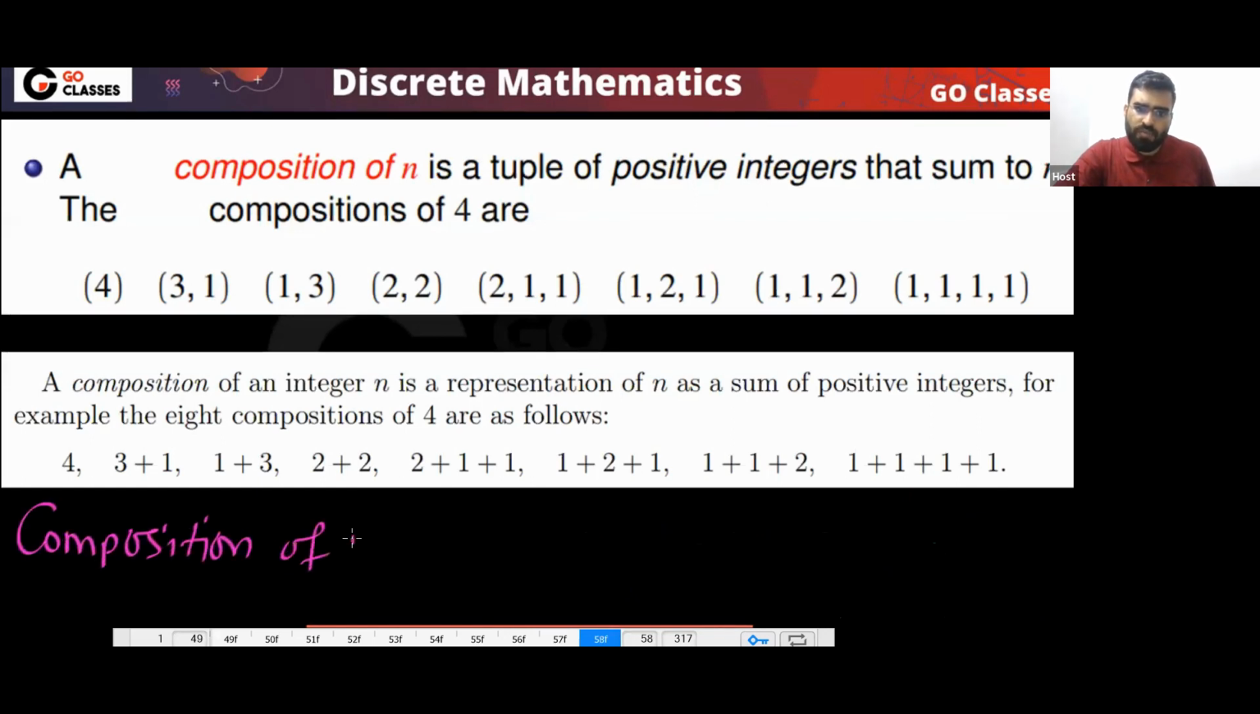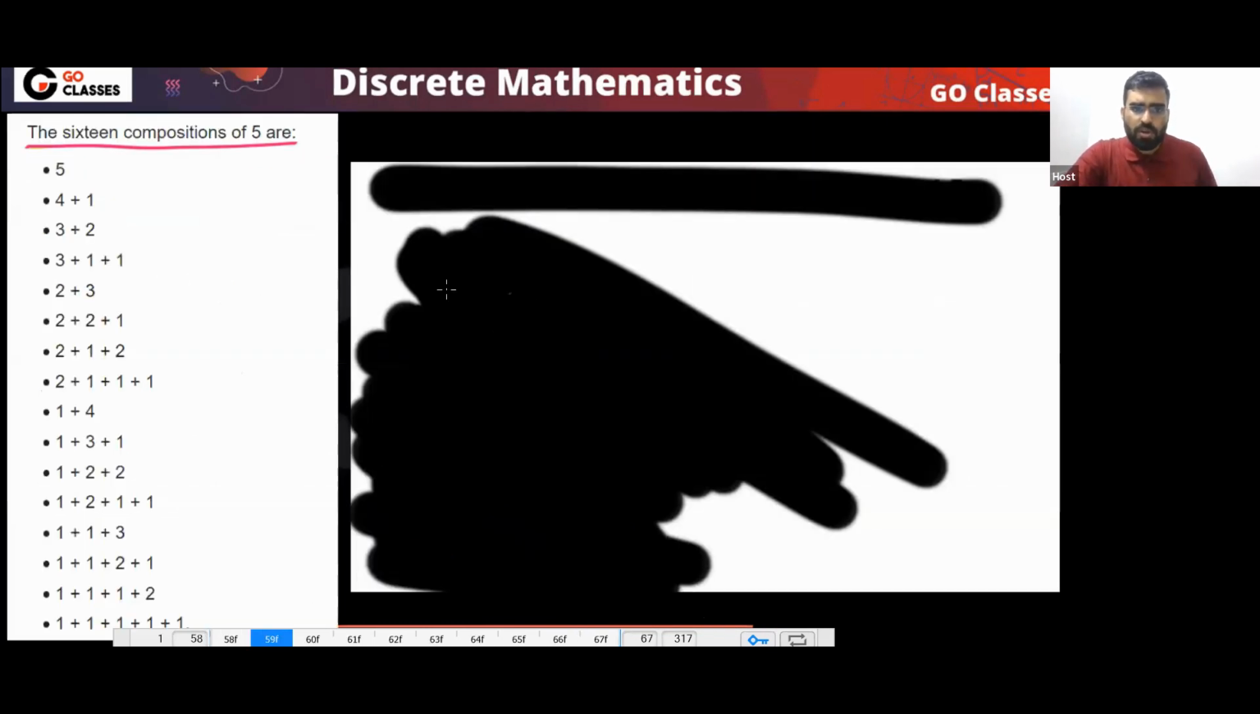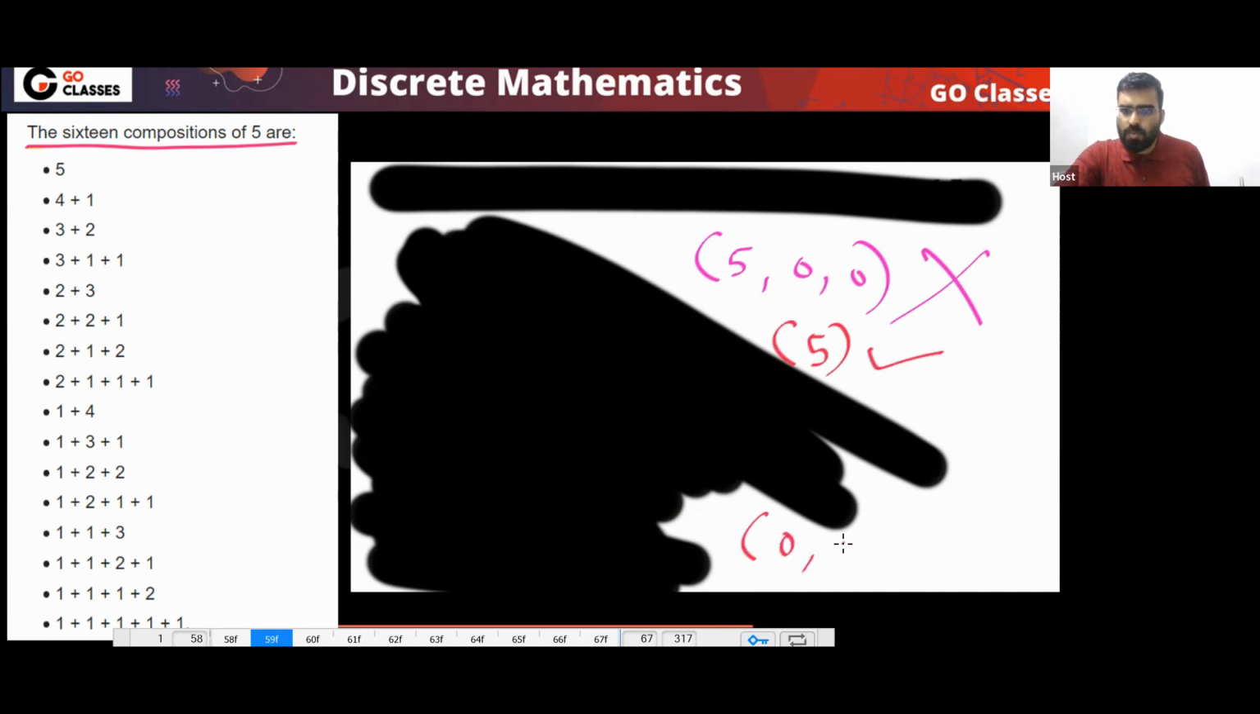So remember, a composition of n is basically an ordered summation of positive integers. This is important: positive integers. Zero, you cannot allow zero. Remember, 5, 0, 0 is not a composition. But 5 is a composition, and 0, 5, 0 is not a composition.